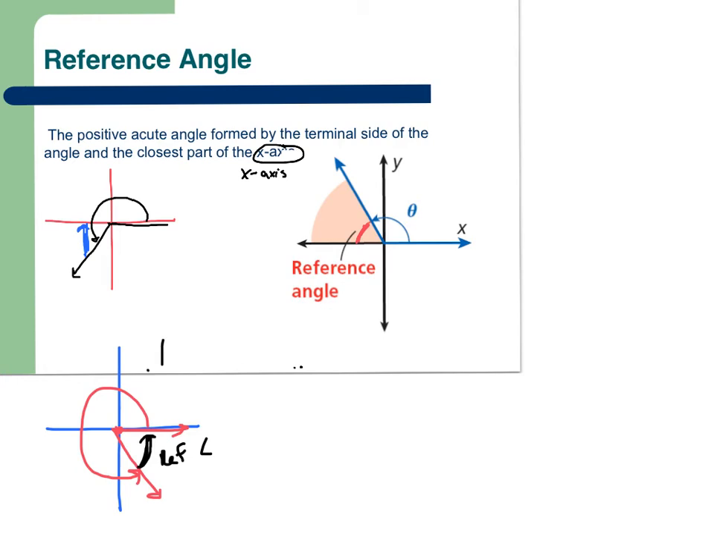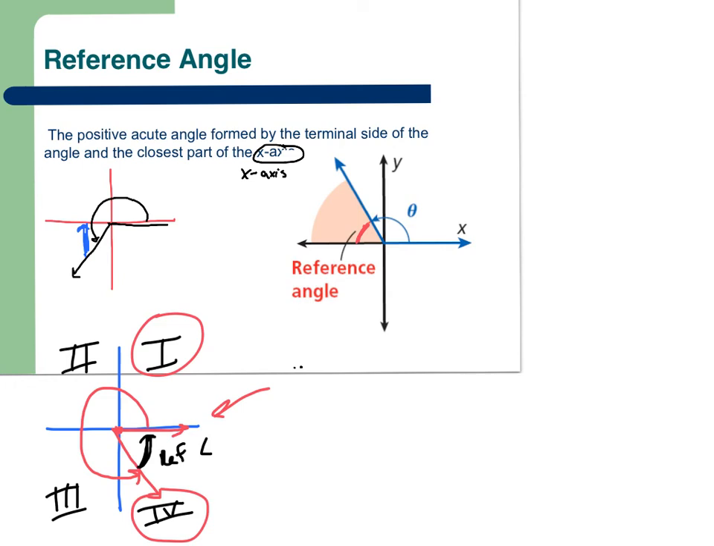So we got our quadrants here, 1, 2, 3, and 4. And so if I'm in the first or fourth quadrant, I'm always going to go to this x-axis. If I'm on the left side, I'm always going to go to the x-axis on the left. So right, right, left, left. A lot of different ways to try and remember it.